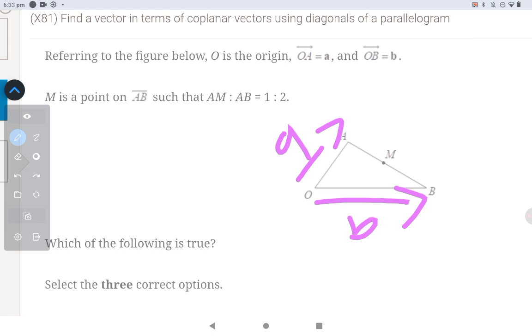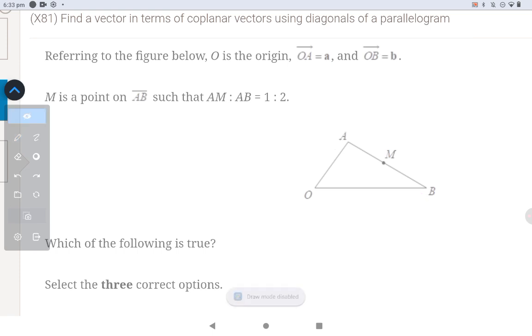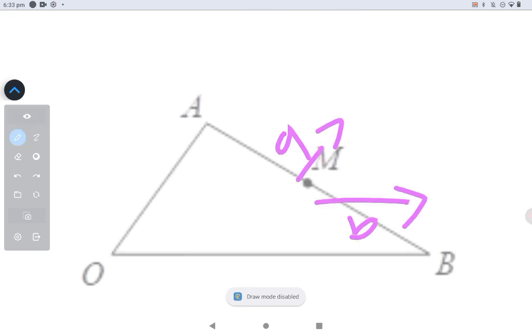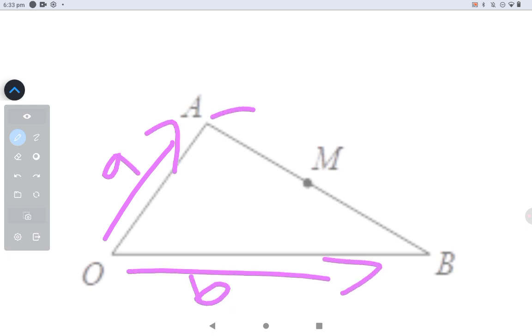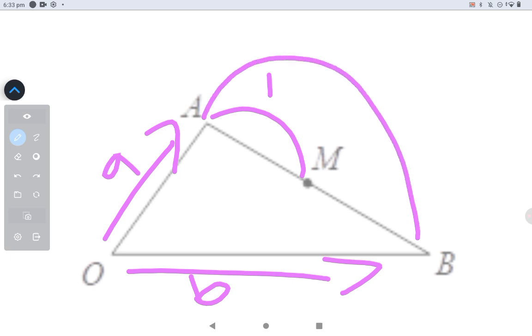Now, M is a point on AB such that the ratio of AM to AB is 1 to 2. I'm going to zoom in a bit more. Here to here is 1, AM, and AM to AB, here to here, is 2. The ratio is 1 to 2, like they said. So if it's 1 to 2, then M is the midpoint of AB.